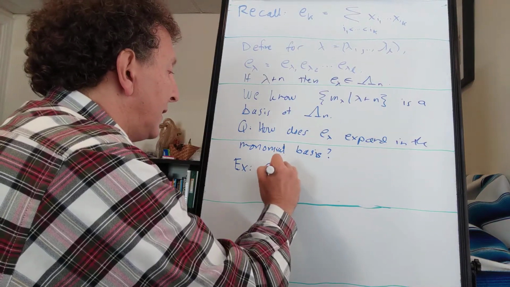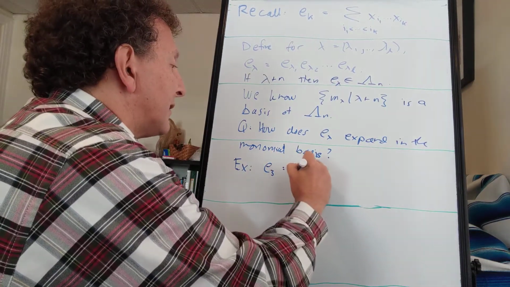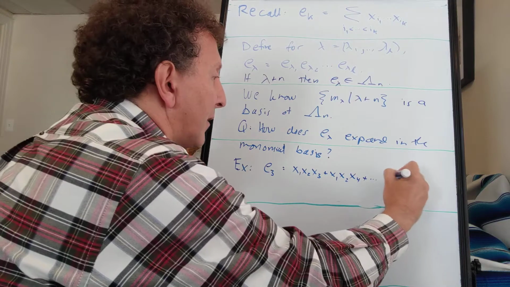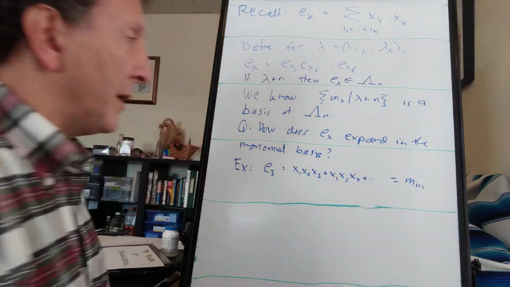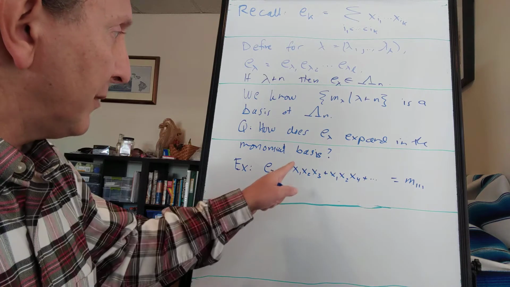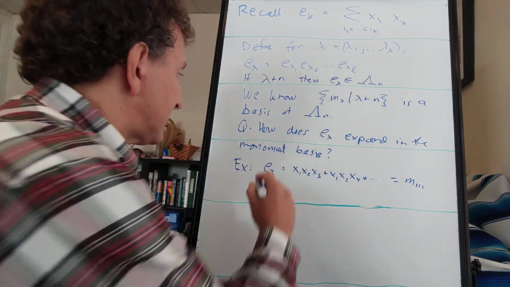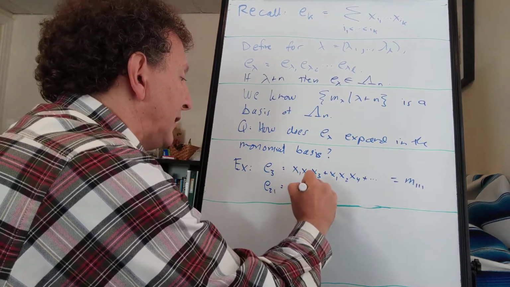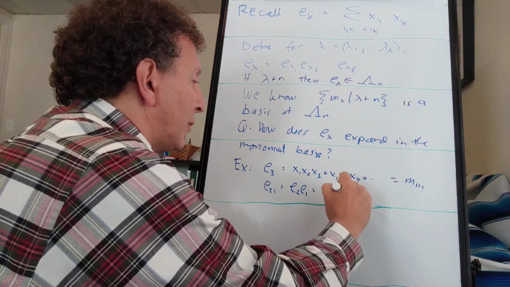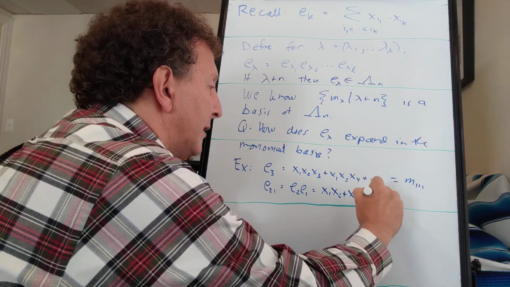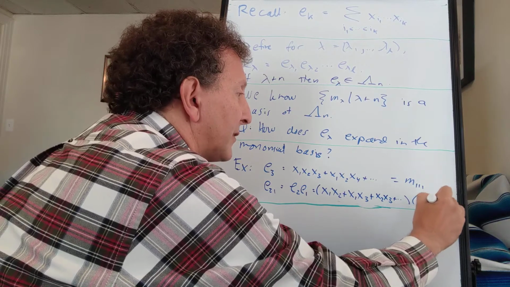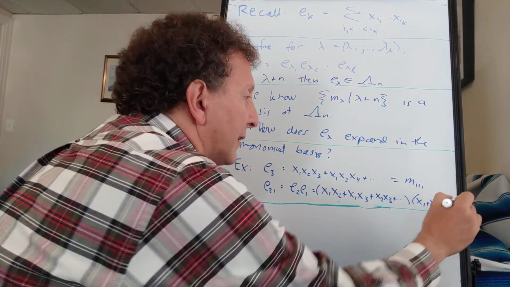Well, let's do an example to see, at least in one case. e_3 is easy, because that's a sum of all products of three variables at a time, which is exactly what m_111 is. All of these exponent sequences are 1, 1, 1. Now e_21 is a product of e_2 times e_1. So it's x1x2 plus x1x3 plus x2x3, etc., times x1 plus x2 plus x3, etc.